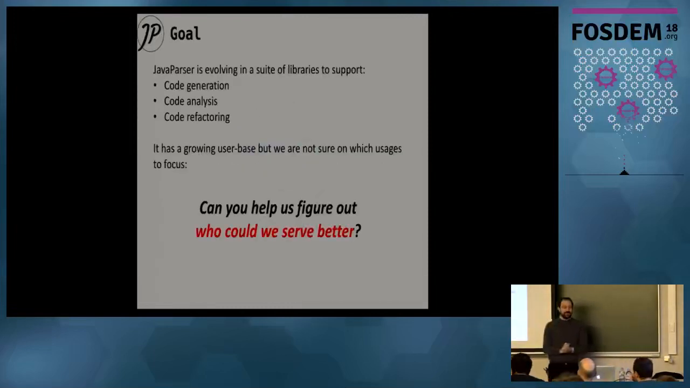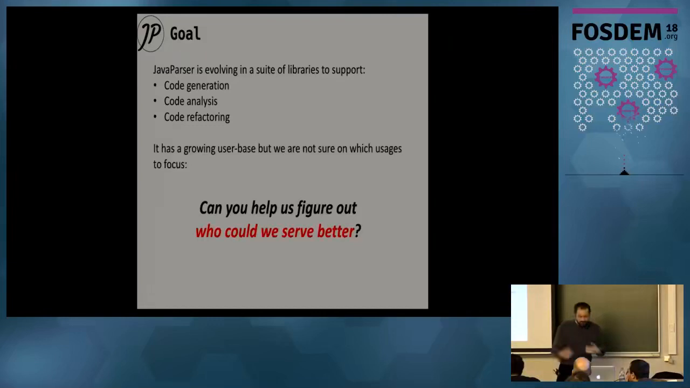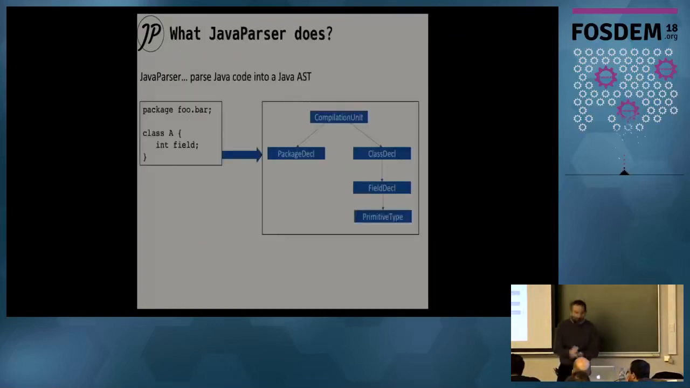The idea is that JavaParser is a set of libraries that you can use for all sorts of things related to code: code generation, code analysis, and code refactoring. We have a growing user base, but we have problems getting feedback from our users to understand which kinds of usages we should focus on. So we are trying to talk with the community and get feedback. If you have ideas or suggestions, please talk to us here on GitHub.